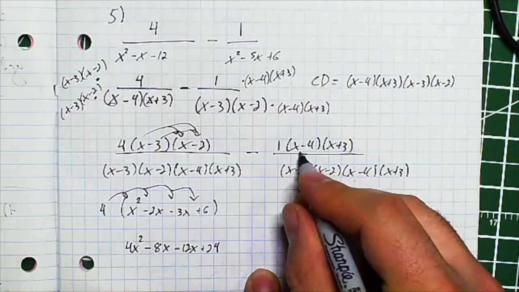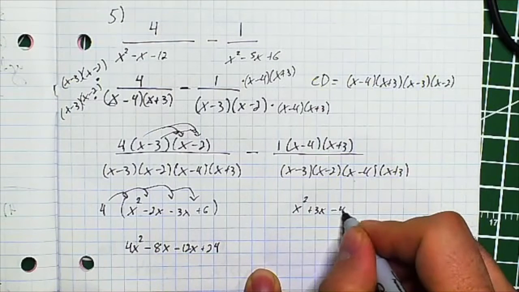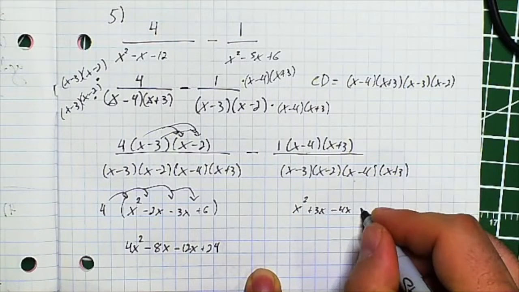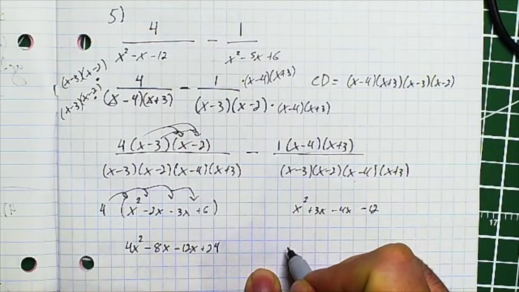X times x is just x squared. X times positive 3 is positive 3x. Negative 4 times x is negative 4x. And negative 4 times negative 3 turns into positive 12.